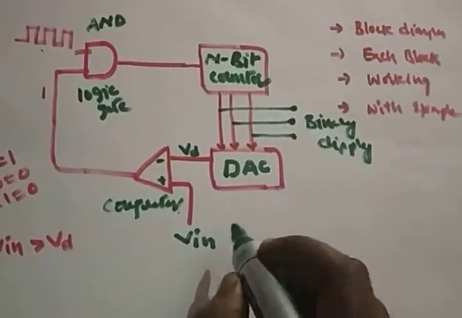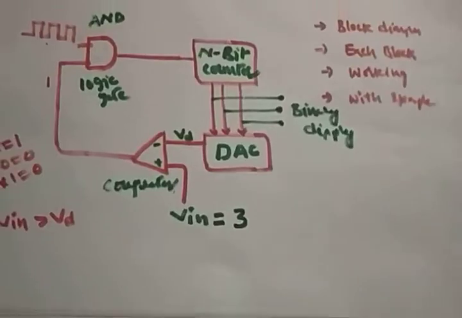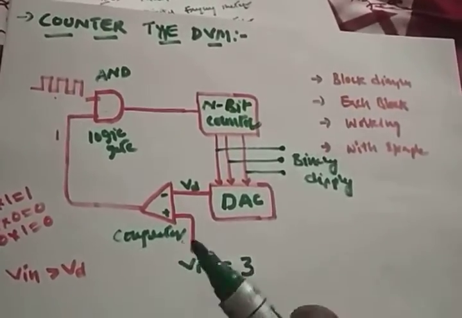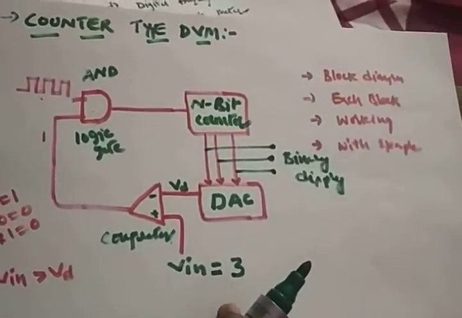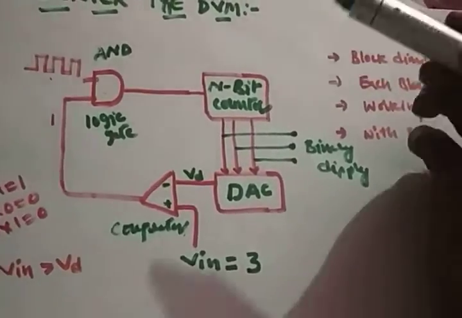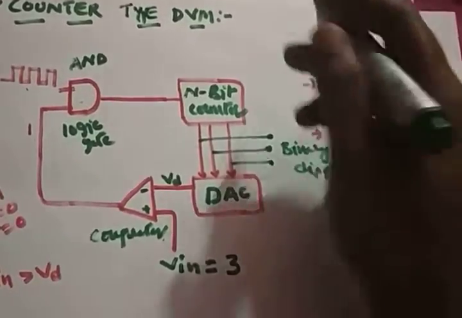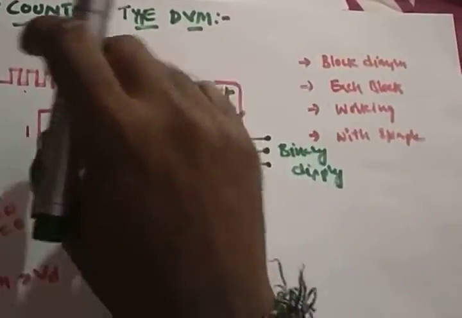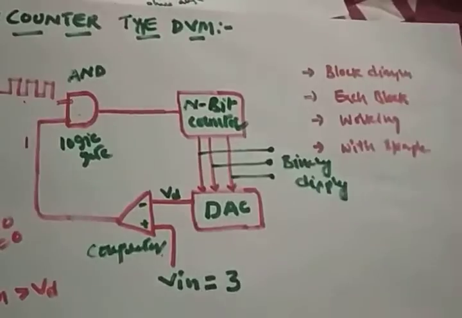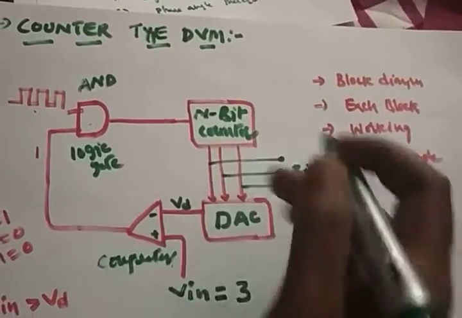See, now what I am giving as my input is a 3. So this we can convert to analog form. We'll see. First, initially the n-bit counter will work from 0. There is no output from the AND gate. So initially the n-bit counter will show 0 value, 0 clock.